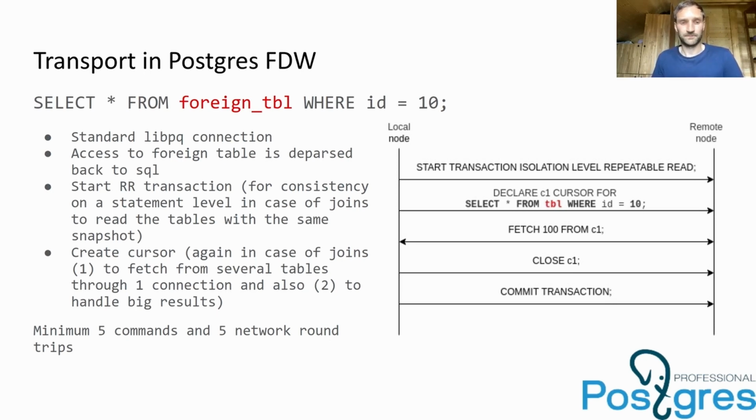So all this implementation gives us five commands that we need to execute on a remote server, and of course five network round trips, even if we do just a simple select on a local machine.